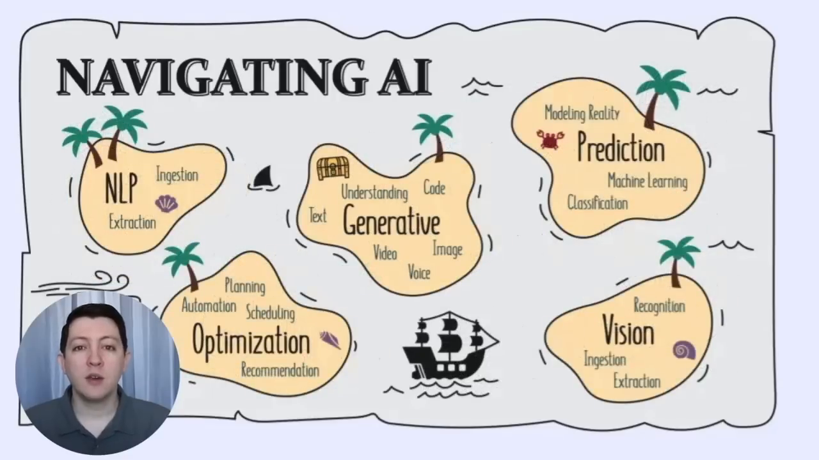Now, this is a slightly different island metaphor that we like to use. This is more tactical and technology-centric. And we say that AI has these, broadly speaking, subfields: natural language processing, or NLP, optimization, generative AI, prediction, and computer vision. And I bring this one up because most of the concepts that we're going to cover in this course will apply to all of these islands. And when there are exceptions, I'll call them out.